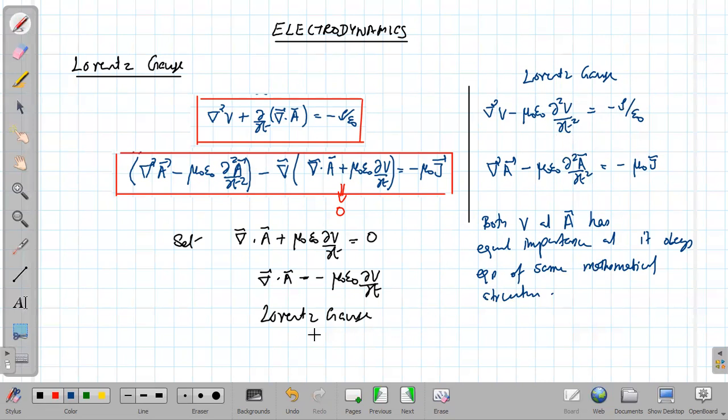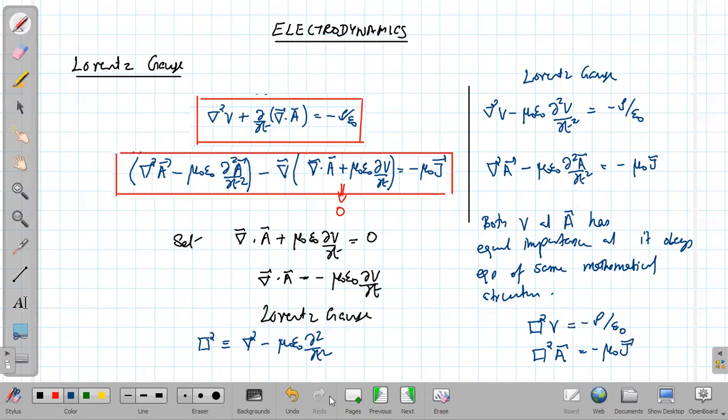So they use a new operator called the D'Alembertian, which is defined to be del square minus mu 0 epsilon 0 dou square by dou T square. Hence in Lorentz gauge, the scalar potential satisfies the equation D'Alembertian V equal to minus rho by epsilon 0, and D'Alembertian A equal to minus mu 0 J.